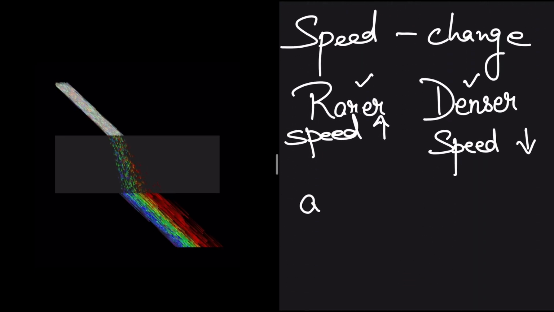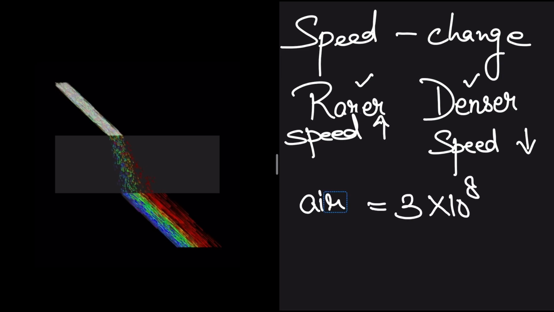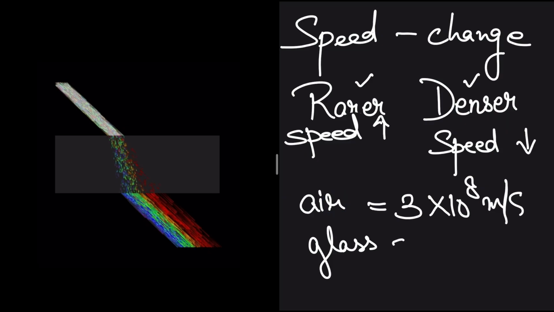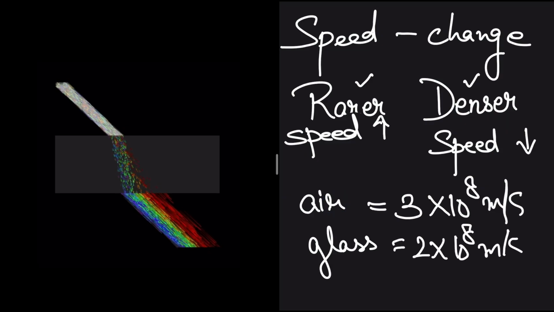The speed of light in air is 3 into 10 raised to power 8 meter per second, and in this glass slab the speed of light is 2 into 10 raised to power 8 meter per second. Okay, so now which is the rarer medium? Air is a rarer medium, and glass is which medium?